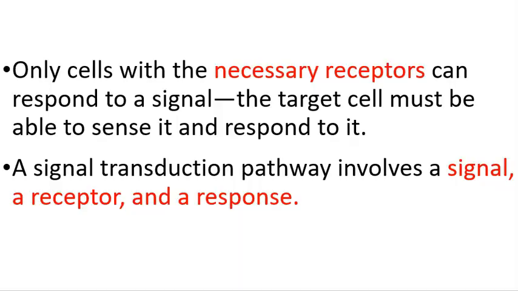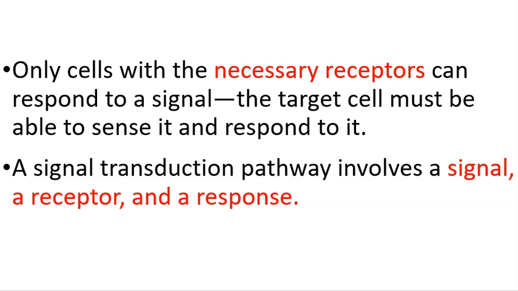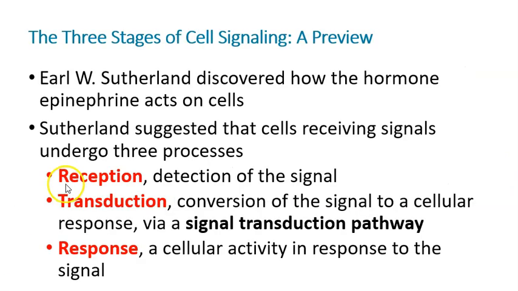You can see right here, this is kind of the pathway, but once again: signal, binding, response, okay? Only cells with the necessary receptors, of course, and so it involves a signal, a receptor, and a response. Very important. Know all about signal transduction pathways, okay? And so the reception is the detection of the signal. Again, you can't receive the signal unless you have the right protein.